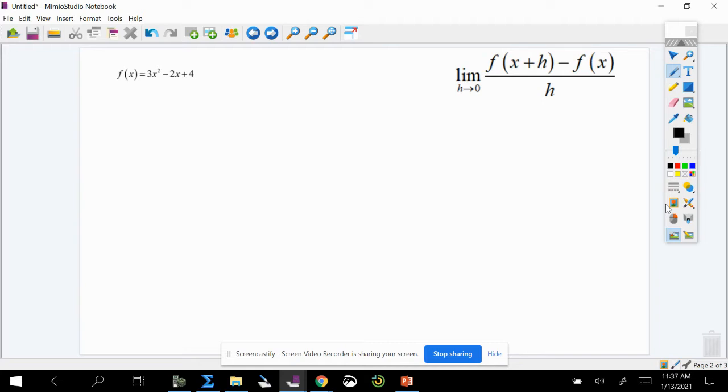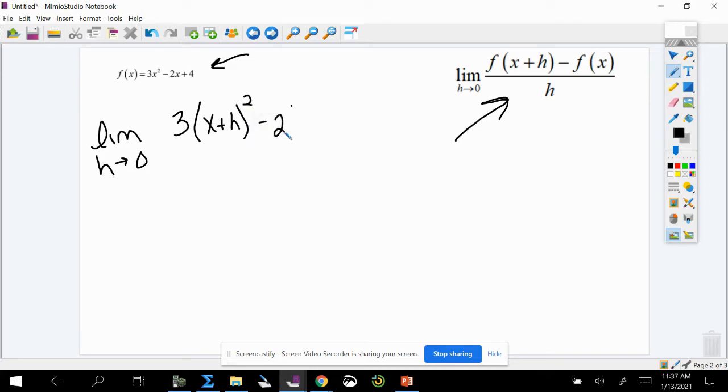So if they're just asking for an expression for the derivative, you're going to use this limit notation, and you're going to take your limit as h goes to 0, and you're going to put x plus h into this function, everywhere you see x. So it's going to look like this: x plus h being squared minus 2 times x plus h plus 4. So that is the f of x plus h part. And then you have to do minus the original function.